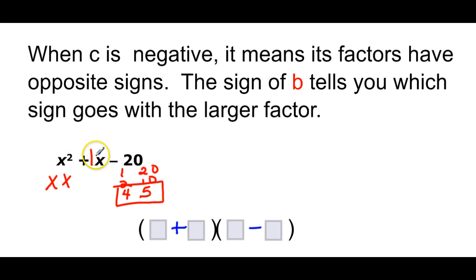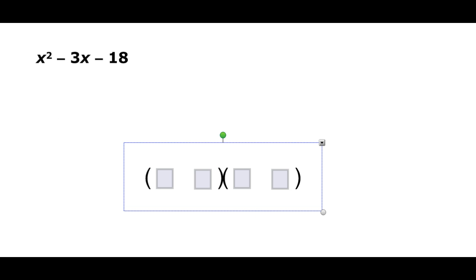Whatever sign is here, since this is positive, then the positive goes with the larger number here, and the negative goes with the smaller number. So my X's are going to go in the front, the 5 is going to go behind the plus, and the 4 is going to go behind the minus. And this is just going to take some practice.